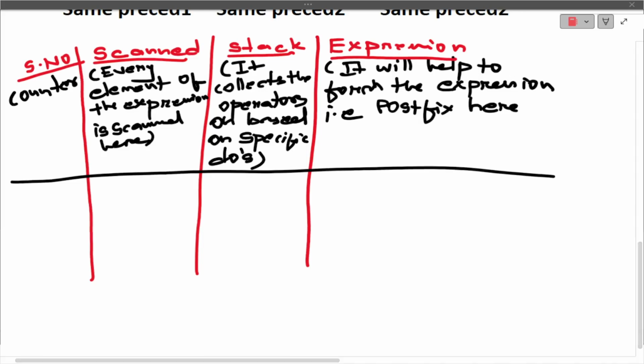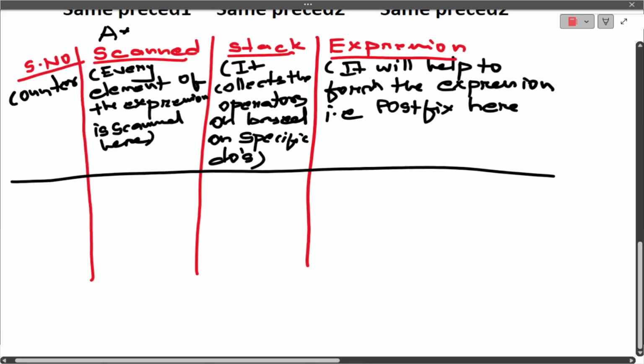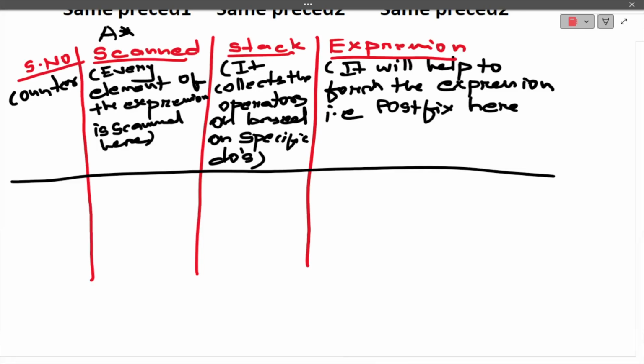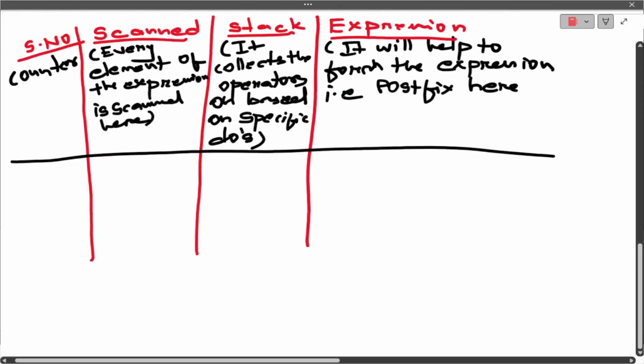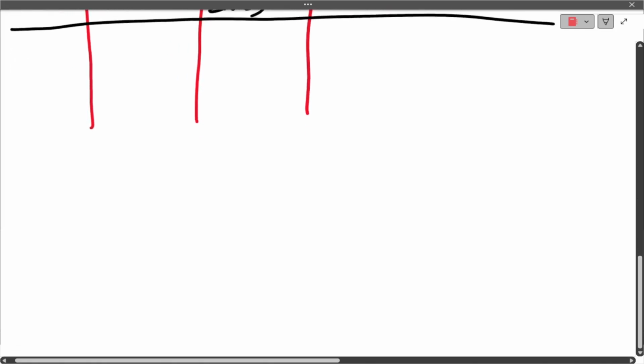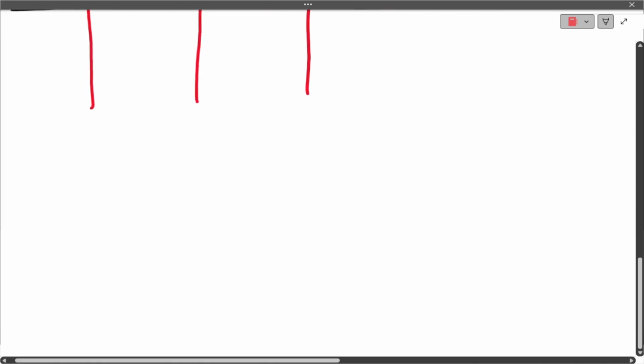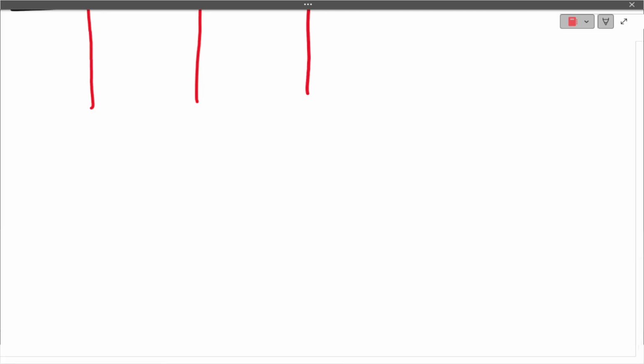Suppose the question is A modulus, what will I take then? B, then minus. Okay, let me not write here, let me write in some other place. These are the rules. Okay, I will be talking about these rules later on. Let me first write an expression. Now let me understand how to represent our expression before solving this.